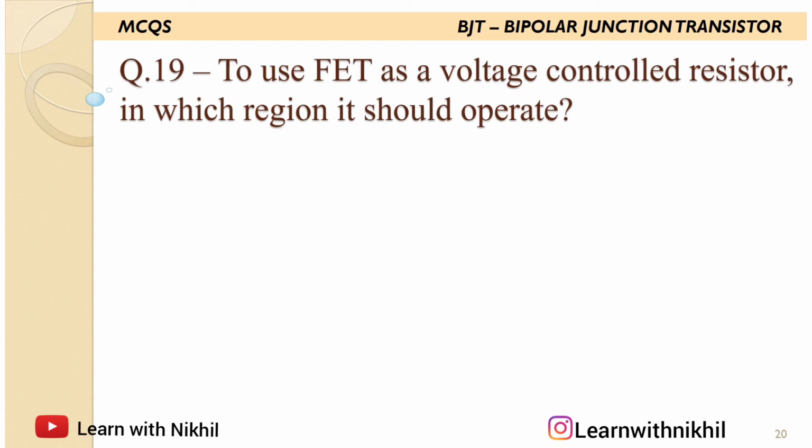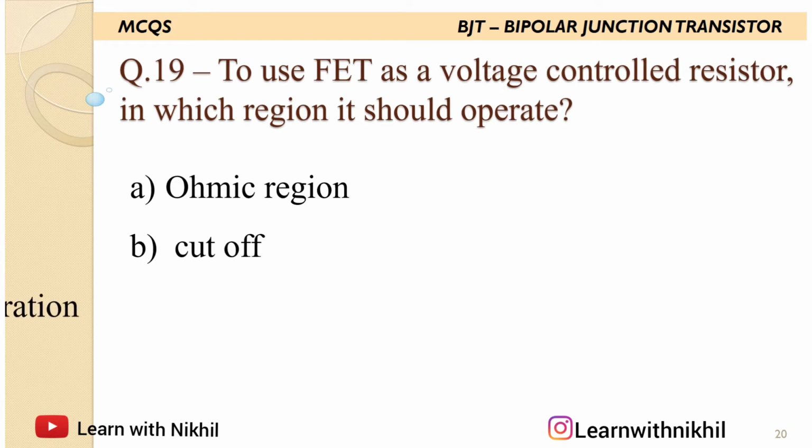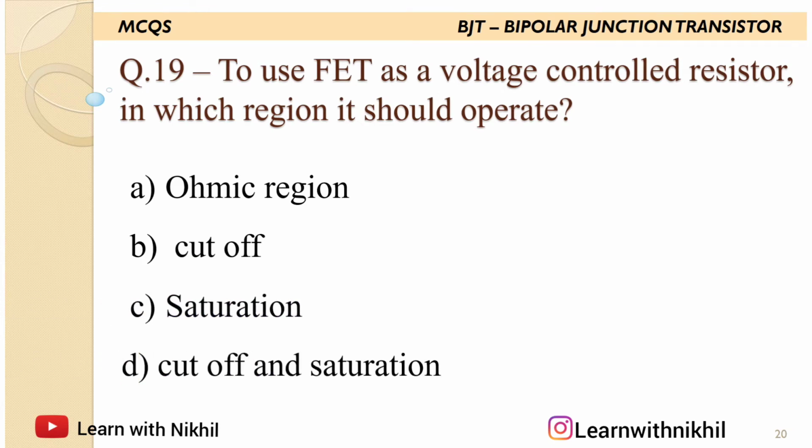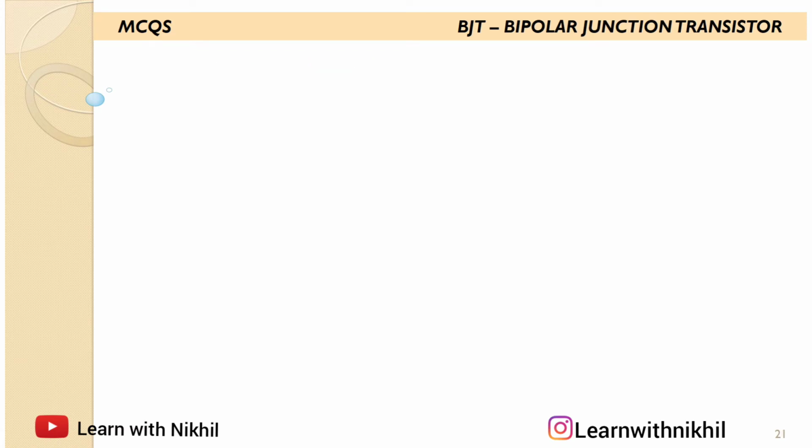Next question. To use FET as a voltage controlled resistor, in which region should it operate? A. Ohmic region. B. Cutoff. C. Saturation. Or D. Cutoff and saturation. And the answer is ohmic region.